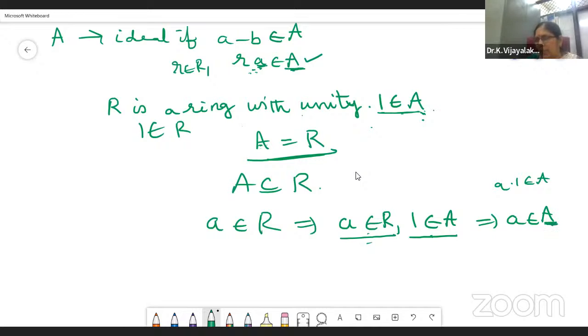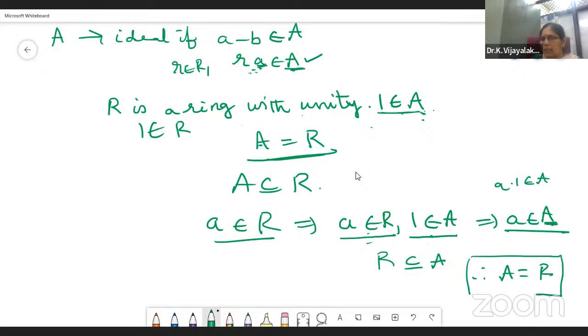It takes elements from the ring. It absorbs elements from the ring. So what do you mean by that? a belongs to R implies a belongs to A, means R is a subset of A. So therefore A equal to R. So throughout these sessions, you have to remember that if R is a ring with unity and one belongs to A, then A equal to R. This is a very important result.